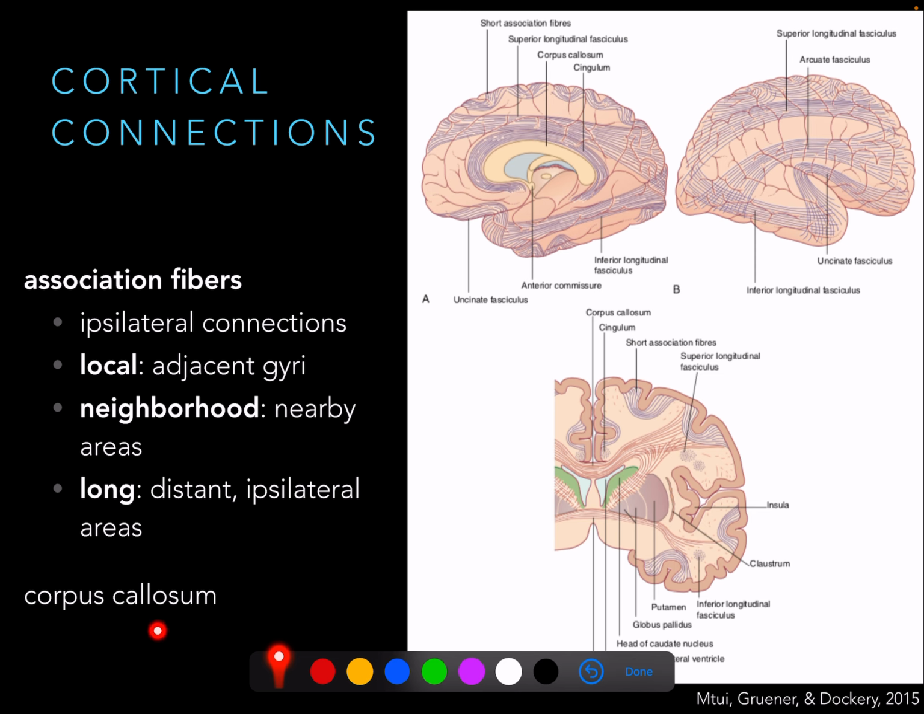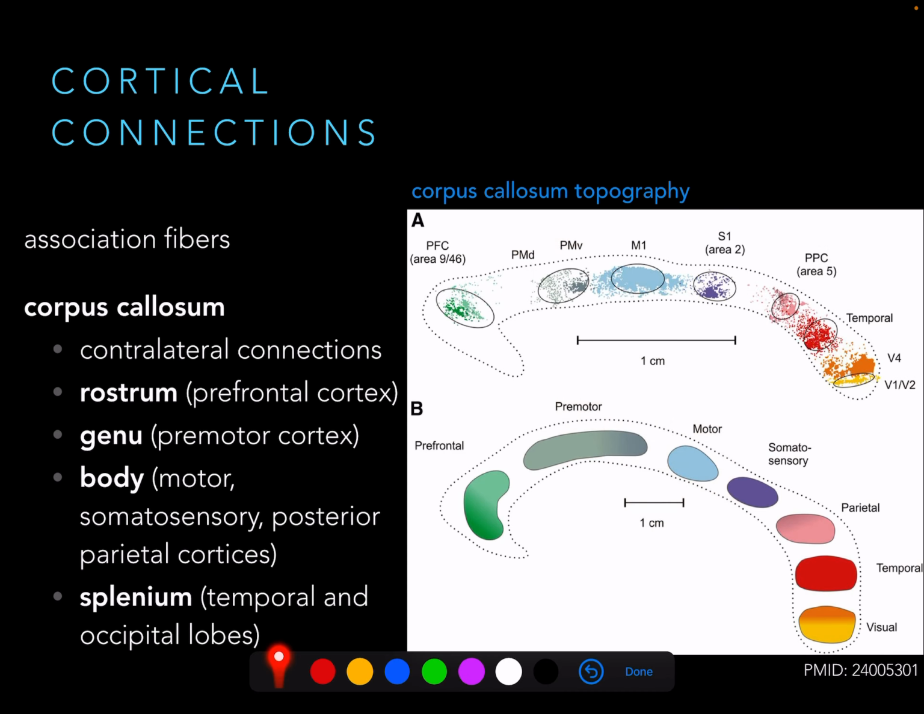Then we have connections that cross the midline. We've got to talk to the other side of the brain, and for the most part, that's going to be in this corpus callosum right here. These are going to be my commissural or my contralateral connections. Now that corpus callosum, it's got a front, it's got a back, and there's an organization. And sure, people name it. There's a rostrum, a genu, a body, and a splenium.